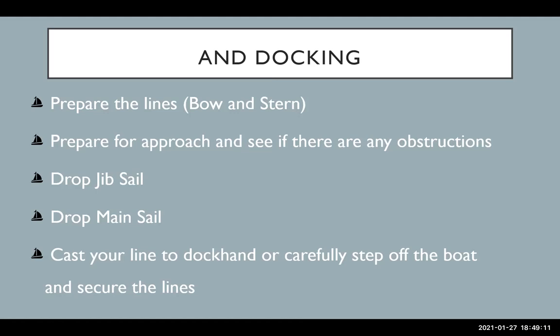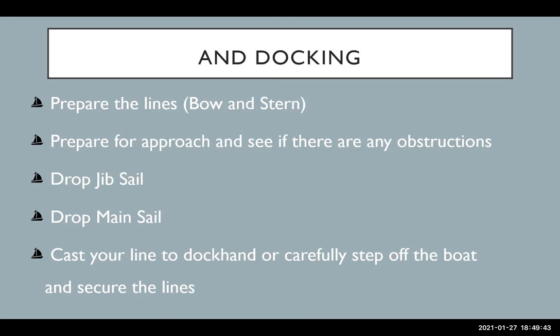Prepare for approach and see if there are any obstacles. Sometimes I'll be coming into the dock and, before I've dropped any of the sails, I'll come in very quickly and give a quick look around the area, make sure there are no other boats moving around there, no fishing lines, no anchor lines, anything hanging over the area that I'm going into. Come back out, tack one time, tack a second time, and then drop the jib, drop the mainsail, cast your line to the dock hand, or carefully step off the boat and secure both your bow and your stern lines.